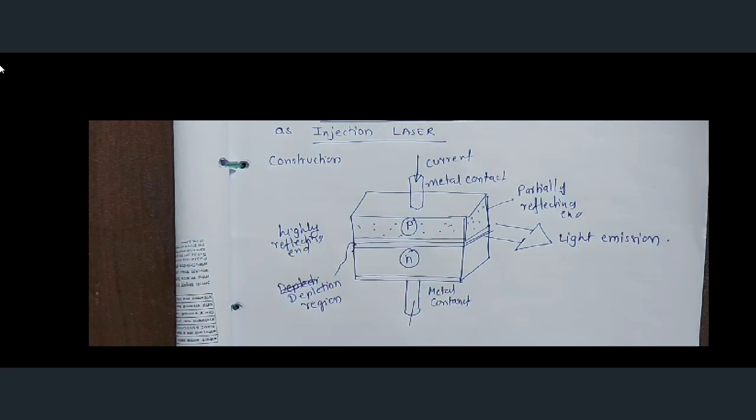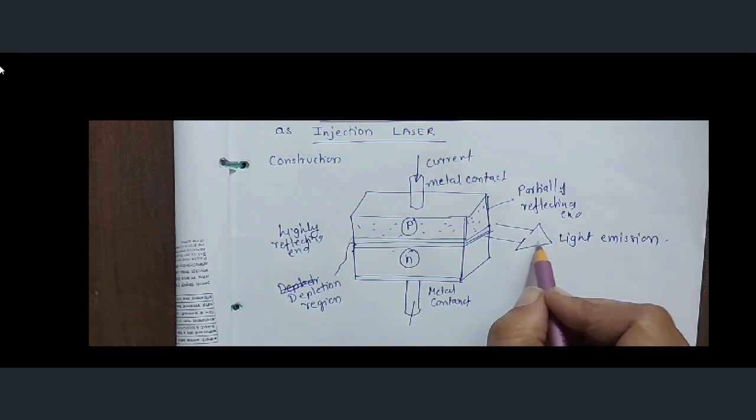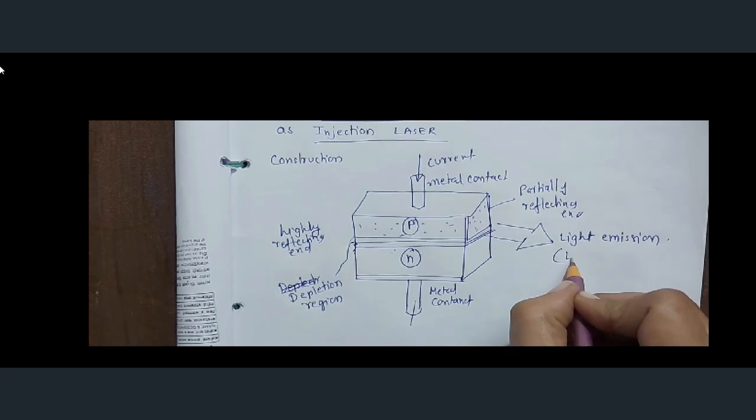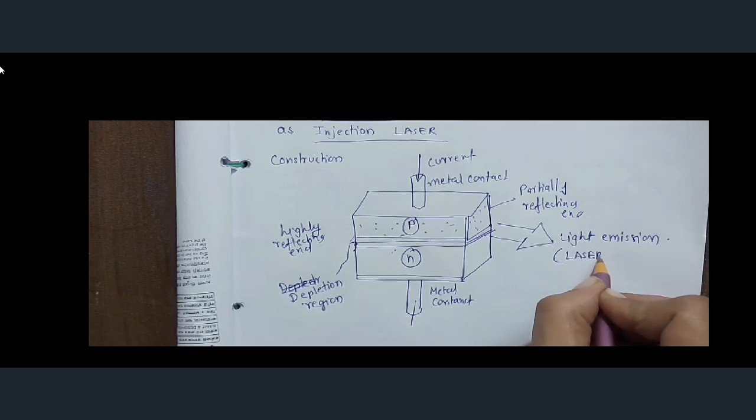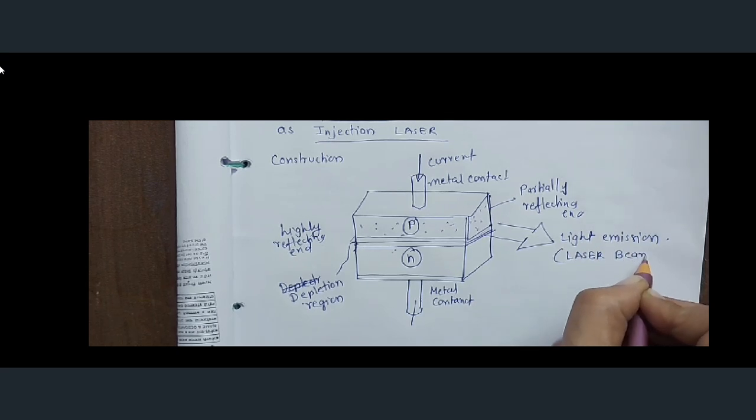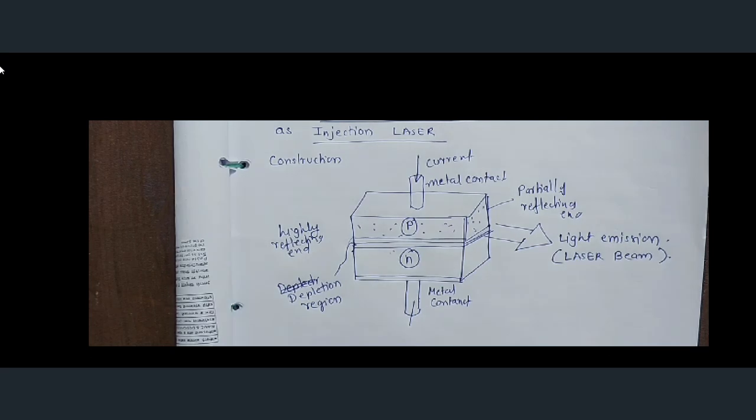As we already know, when P and N are joined, there is a depletion region. This is the partially reflecting surface, this is totally reflecting, and from here the light will emit. This is the direction of the laser beam. Ultimately the light emission is nothing but the laser beam coming out. Now this is the diagram of the semiconductor laser, very important.